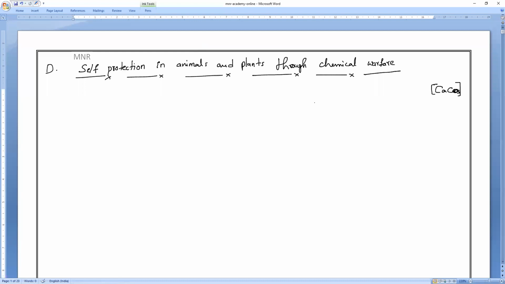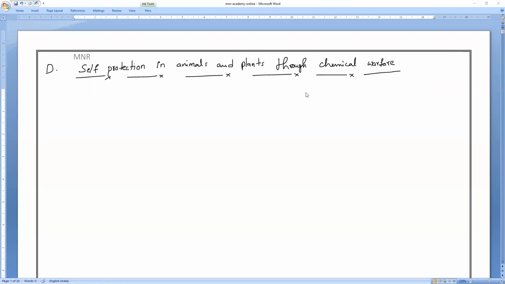So like this, we have so many importances, and we studied everything. When the soil is acidic, what we have to add. If the soil is basic, what we have to add. So the next one is self-protection in animals and plants through chemical warfare. That is the most important one among all these pH topics.